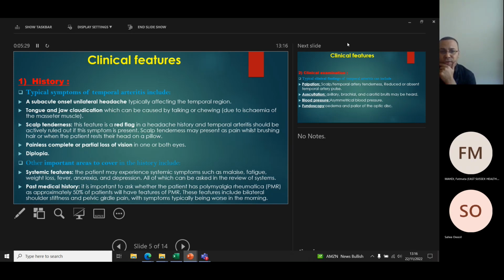Tongue and jaw claudication. This is one of the pathognomonic features of temporal arthritis as well. You'll find the patient has claudication of the jaw and tongue during talking or chewing, and this is because of ischemia of the masseter muscle. Scalp tenderness is a red flag in a case of headache. Any patient coming with a lateralized headache and scalp tenderness, the first thing to think about is temporal arthritis. This scalp tenderness will be elicited by touching the scalp of the patient, or when he's getting into bed and touching the pillow, he will find that he has tenderness of the side of the scalp.